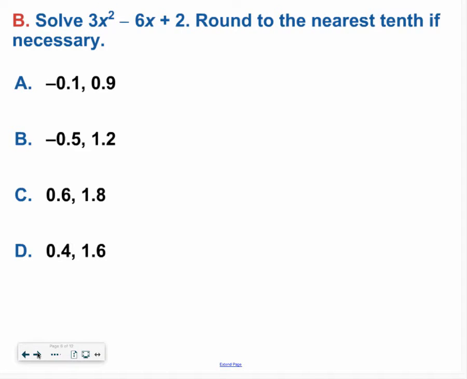Go ahead and try solving, and you need to round to the nearest tenth if necessary. Hopefully you got 0.4 and 1.6. If you have any questions, please be sure to ask either myself or a friend for some help.